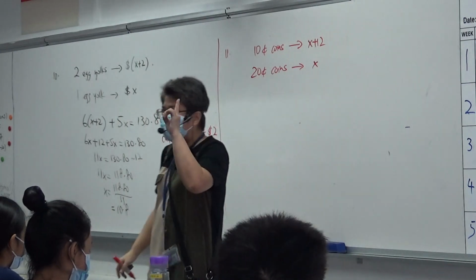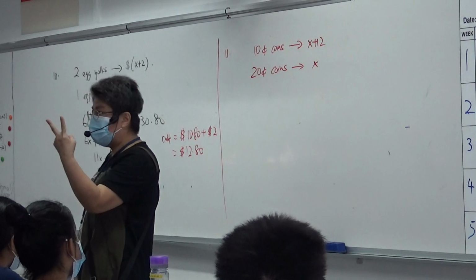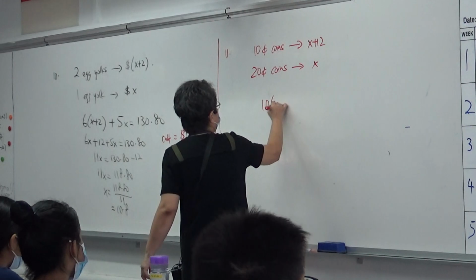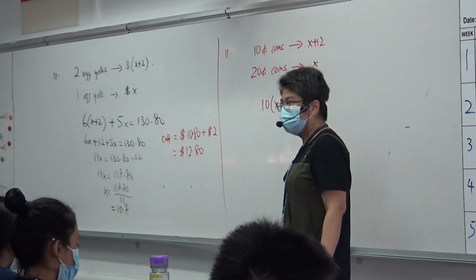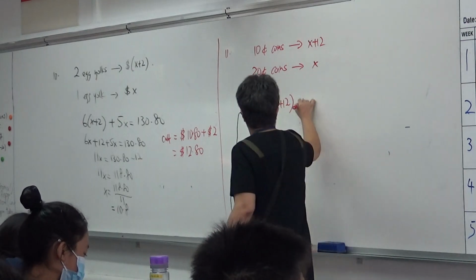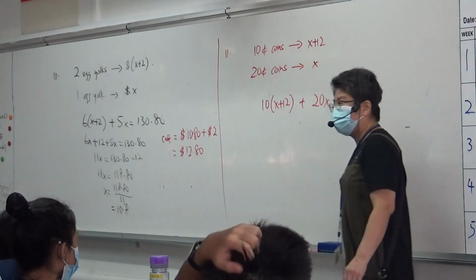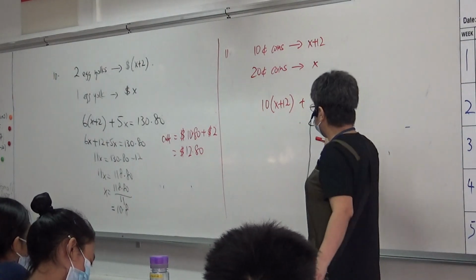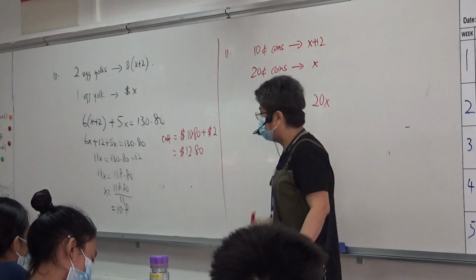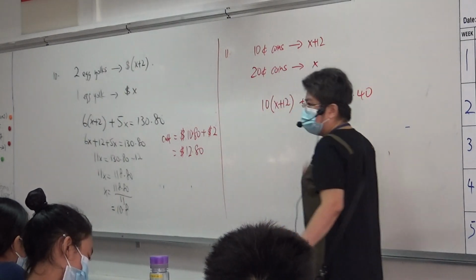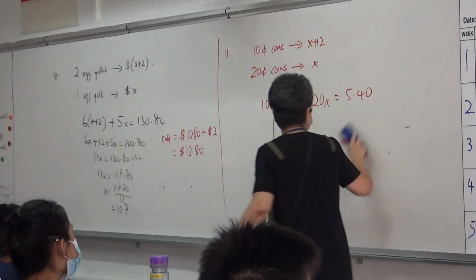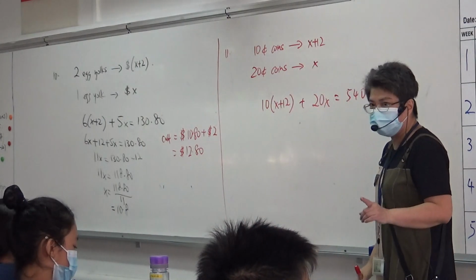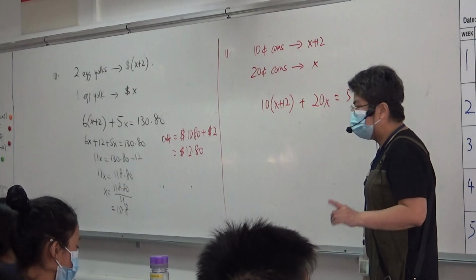If I have one 10-cent coin, that means I have 10 cents. If I have two 10-cent coins, I will have 20 cents, right? So, this will be 10 times x plus 12, right? The amount, right? Plus 20 times x, right? Correct, plus. Now, do you agree that all of them are in cents? So, can I write 5.40? No, what must I write here? 540. I told you already, the units must be consistent. Is that clear?